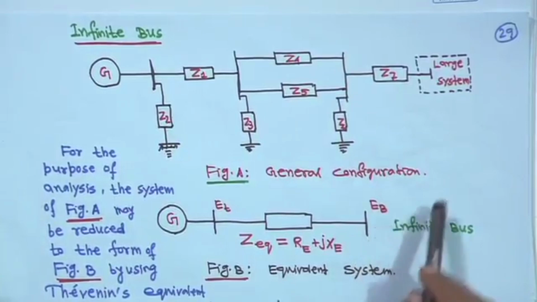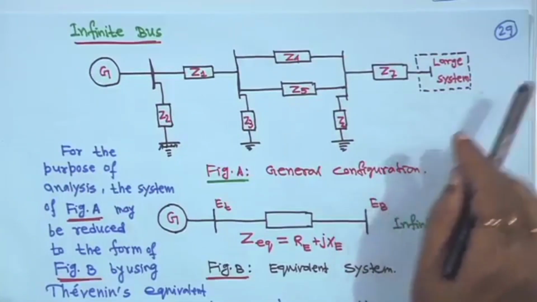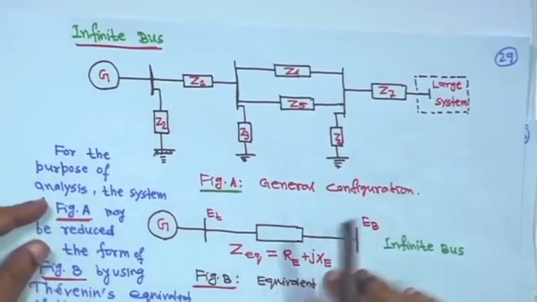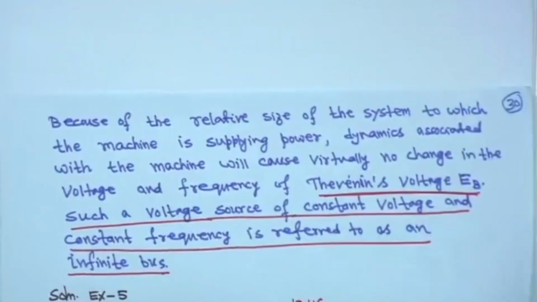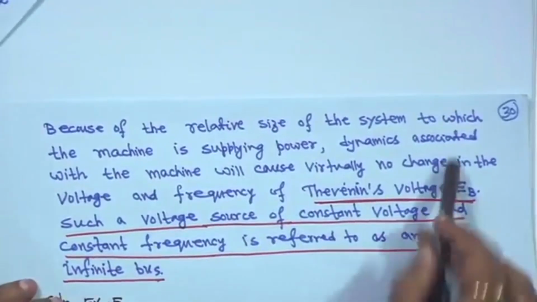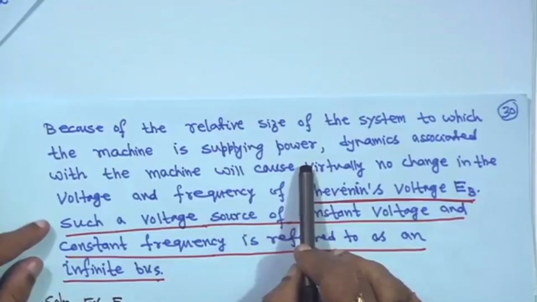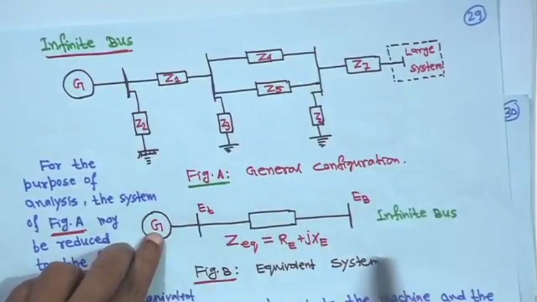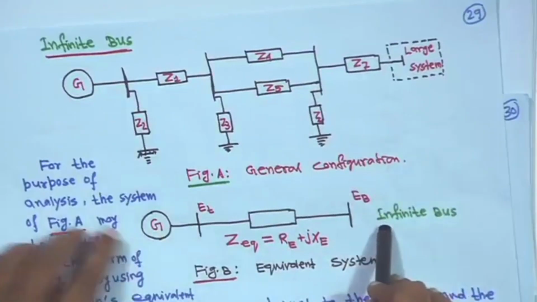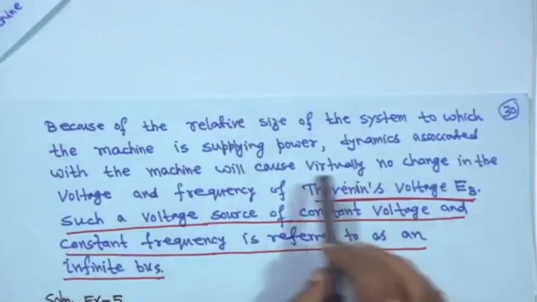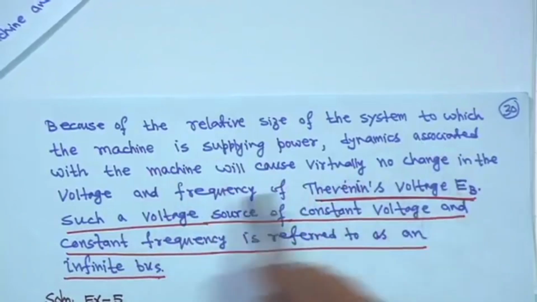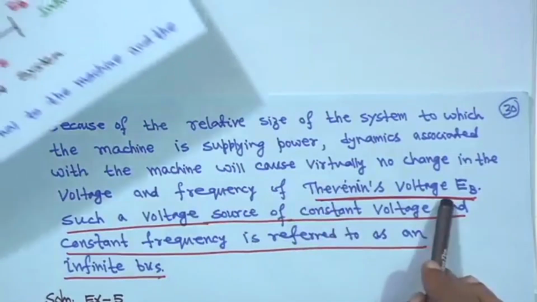Now, this is a large system. Because of the relative size of the system to which the machine is supplying power, that means this machine is supplying power to a very large system, the dynamics associated with the machine will cause virtually no change in the voltage and frequency of the Thevenin's voltage Eb.